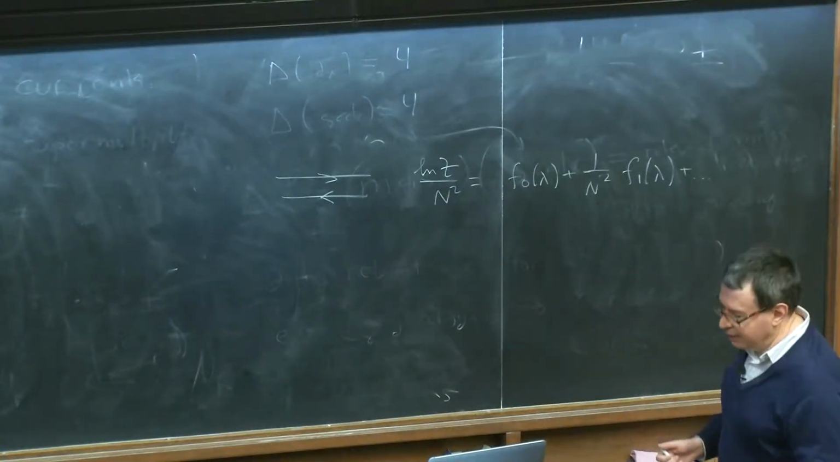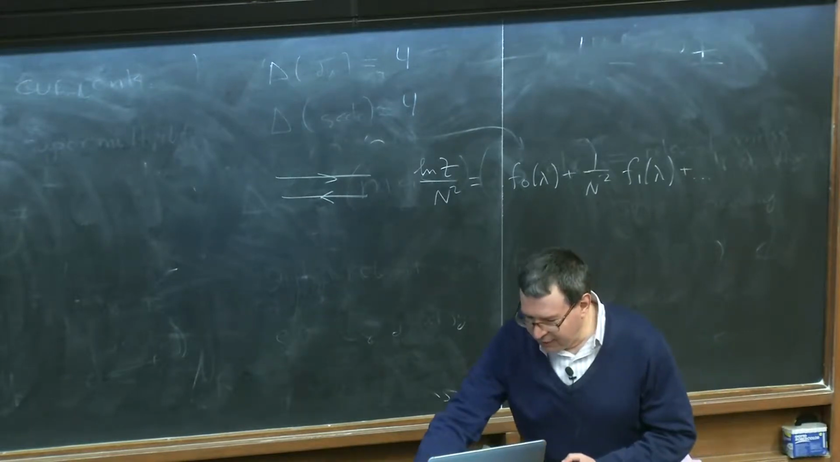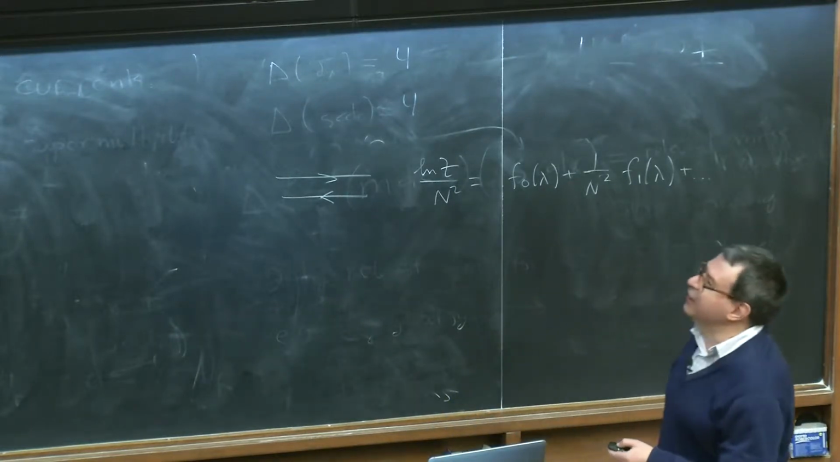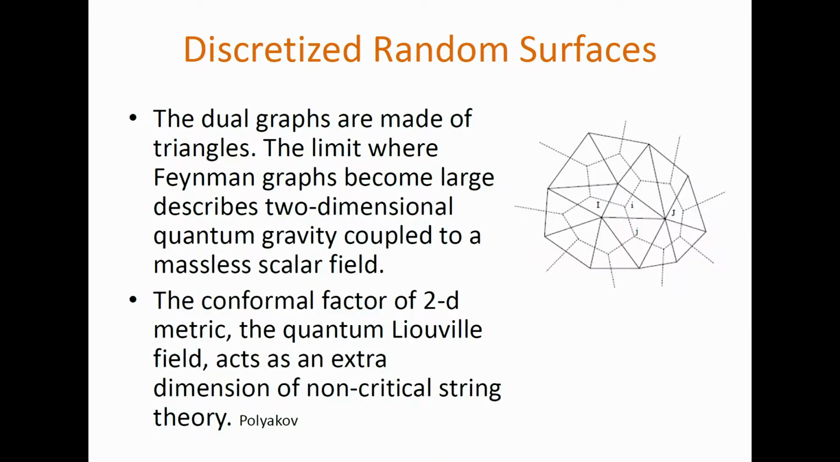But in this case, you can even, for example, allow these triangulated surfaces. So instead of double lines, I drew here dashed lines. But you see that the dual lattice here is made of triangles.